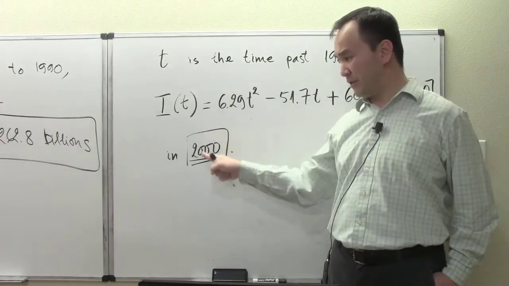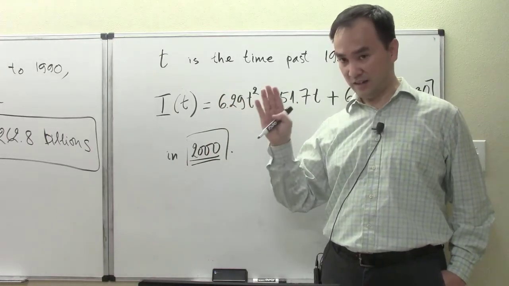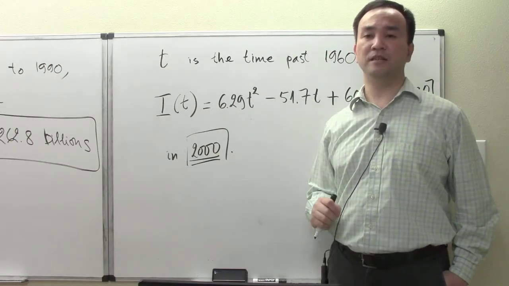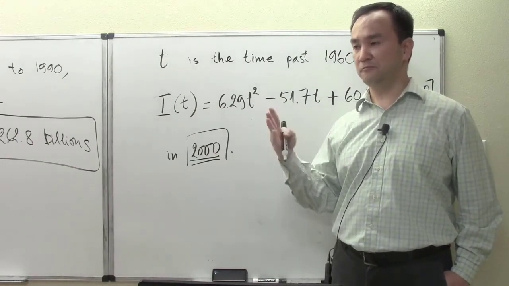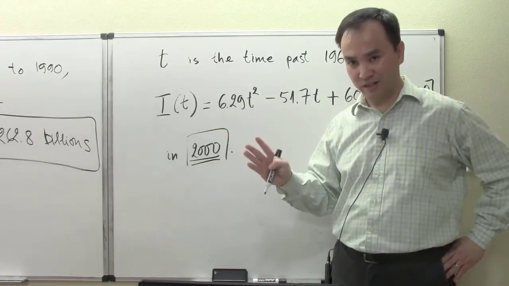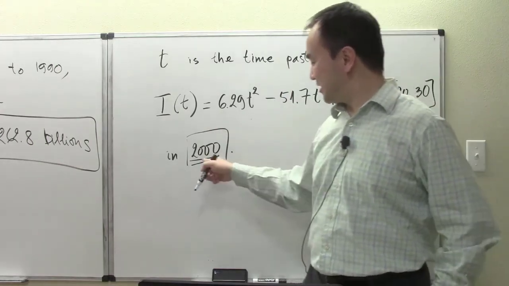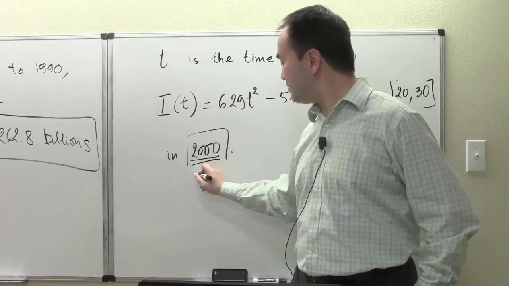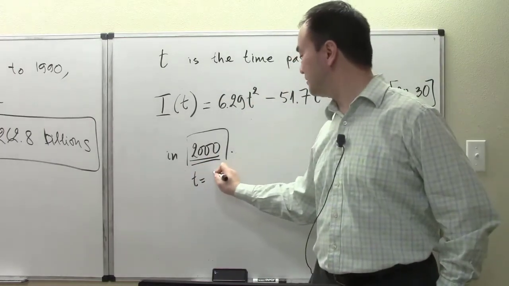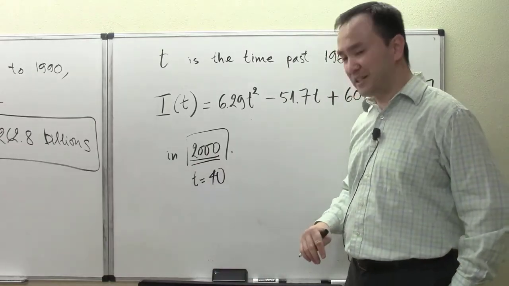Because think about it, in 2001, just a year later at a different instant, it's going to be a different rate. It could be growing or shrinking, but it's completely a different rate. Now in the year 2000, how many years past 1960 is that? That means it's right at that instant of being 40 years past 1960.